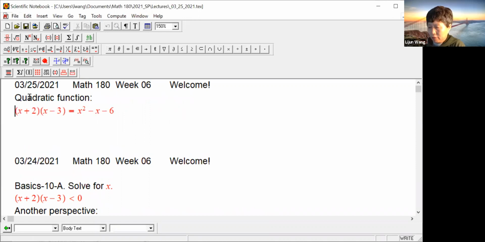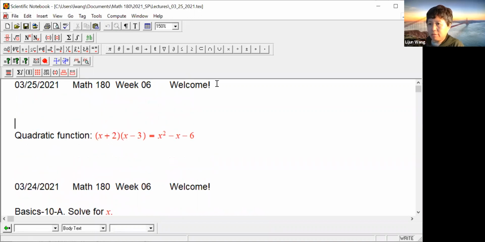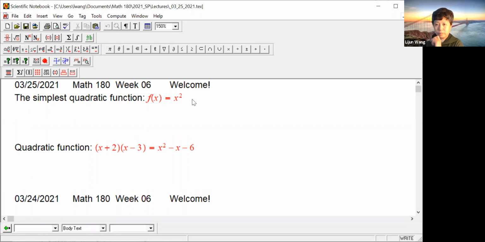Anyway, rather than talking about this abstractly, I want to start with the simplest quadratic function. The simplest quadratic function was a function we have seen in basic 1, x squared. Do you guys remember this function? Yeah, x squared, right? We talked about this function's domain and range.